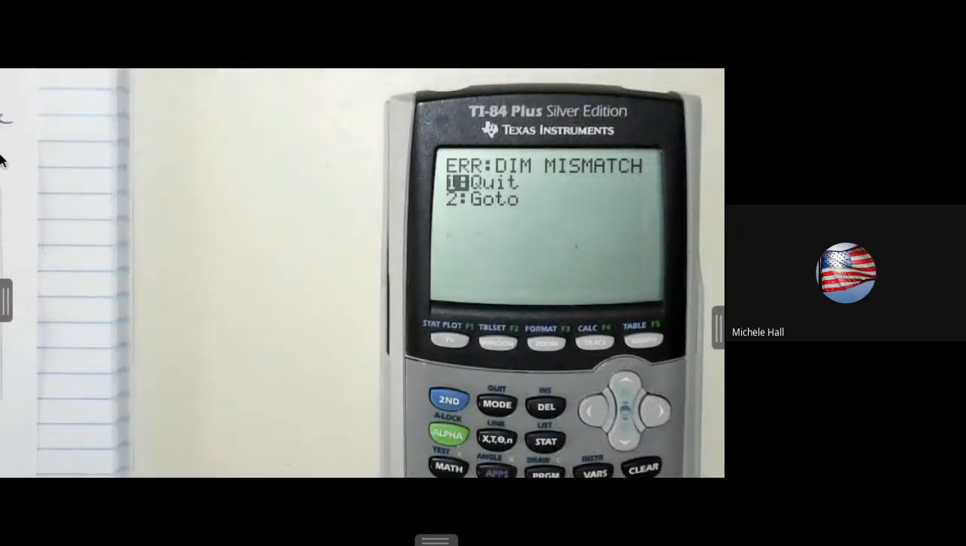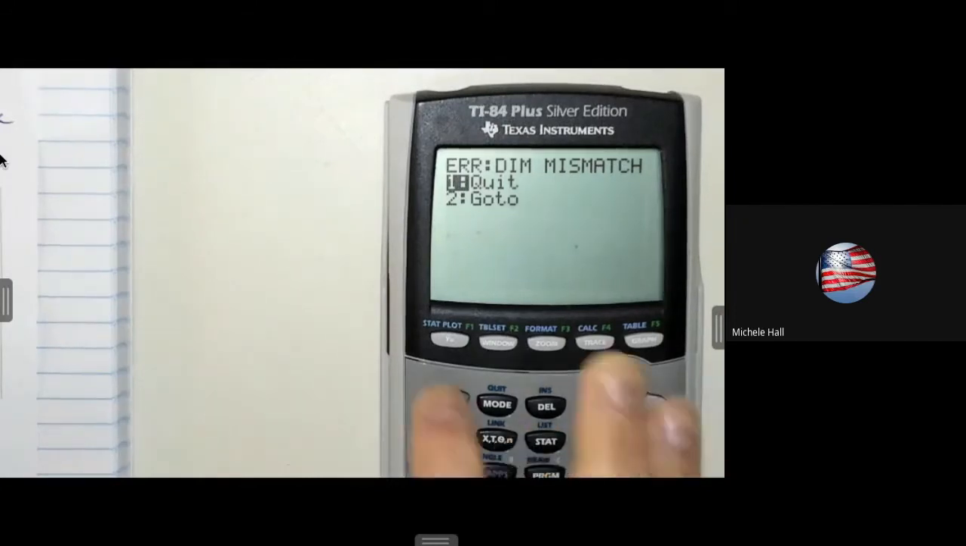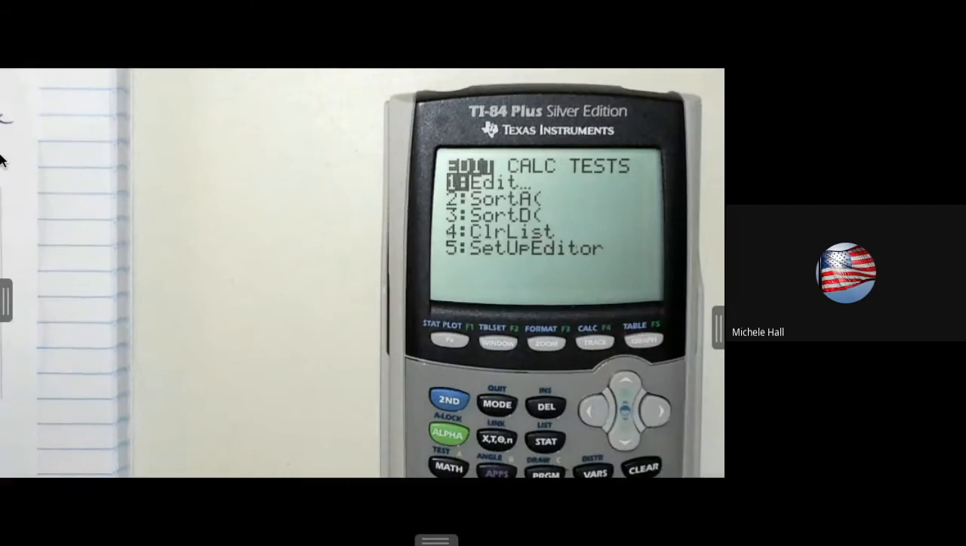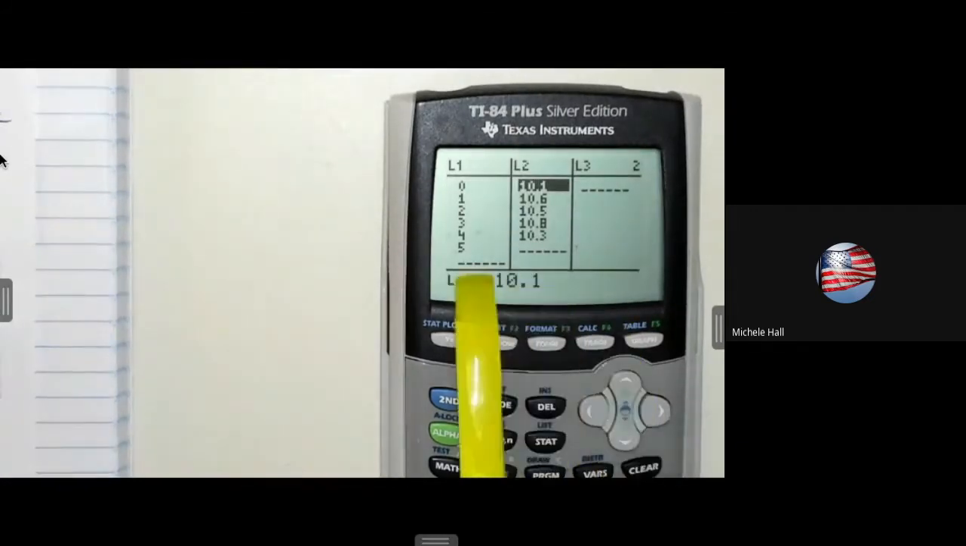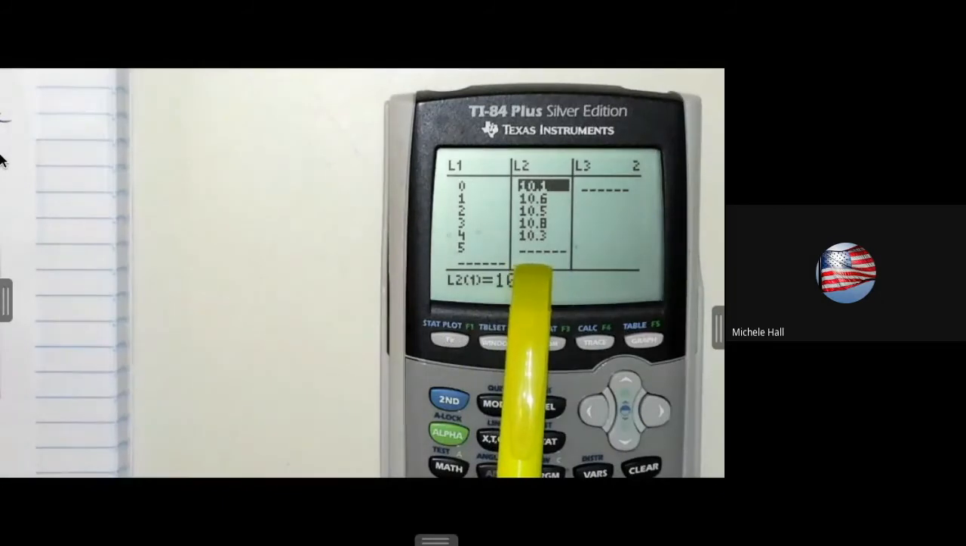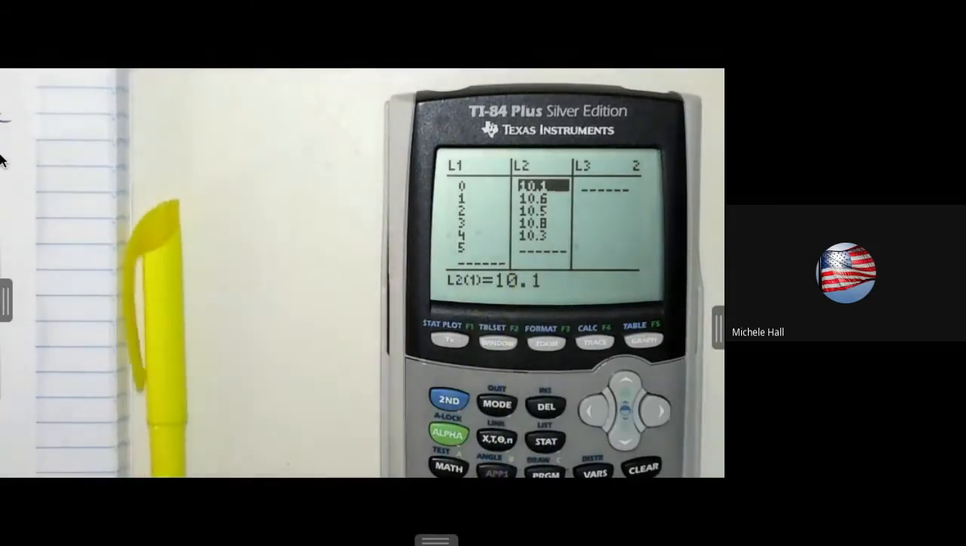When I went to Zoom Stat 9, this is what I got. It says dimension mismatch. That means when I go back to stats and look at my list, notice that one of my numbers is not punched in. I have 5, but I don't have any data next to it. That's a common mistake that I've seen from students, punching in too fast. So if you get that error message, go back to your list and check your list, okay?